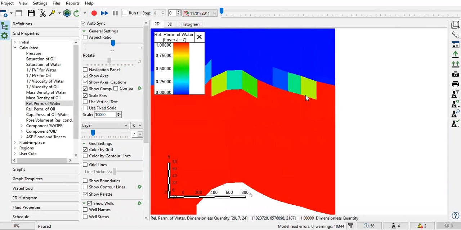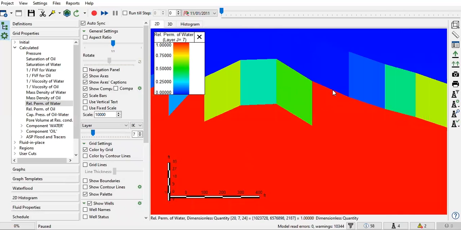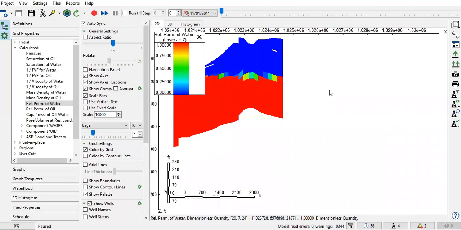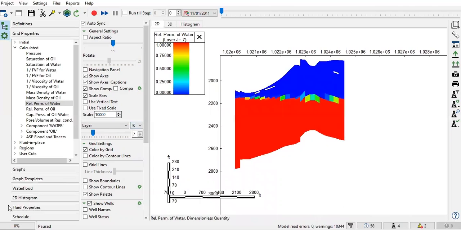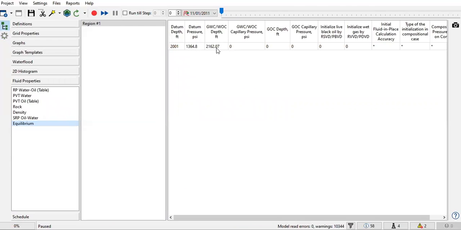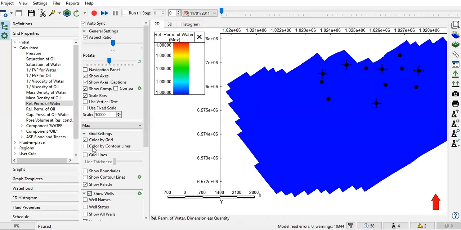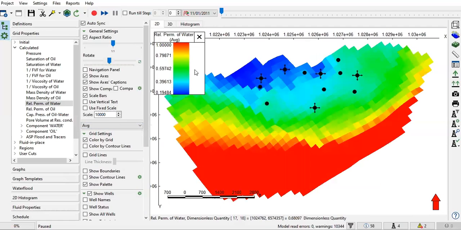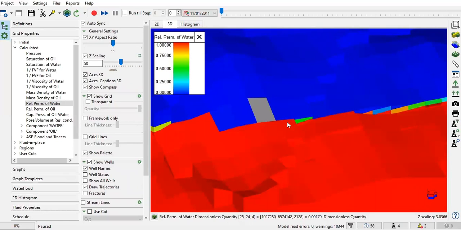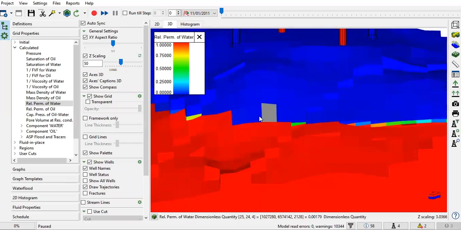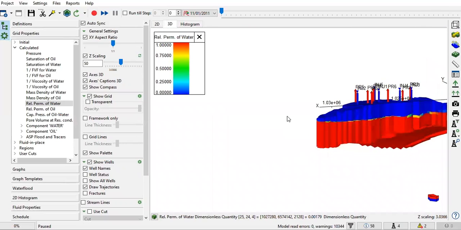like this. The oil water contact locally here is around 2187. Okay. So by defining the equilibration here, we will have the oil water contact established throughout the reservoir. Okay, and then go back to average 3D, there at this depth, our oil water contact.